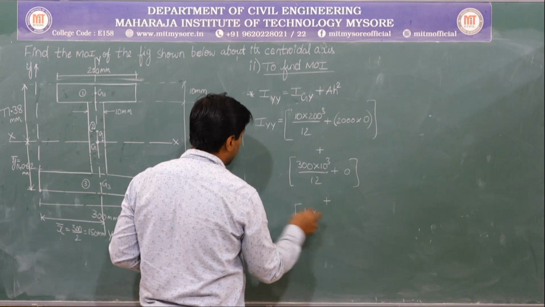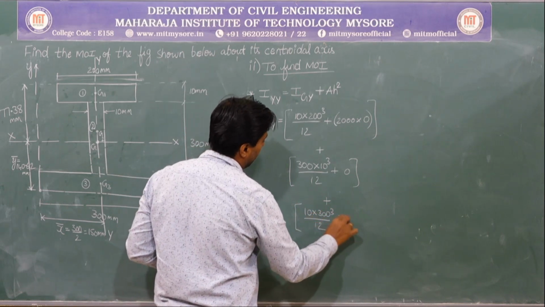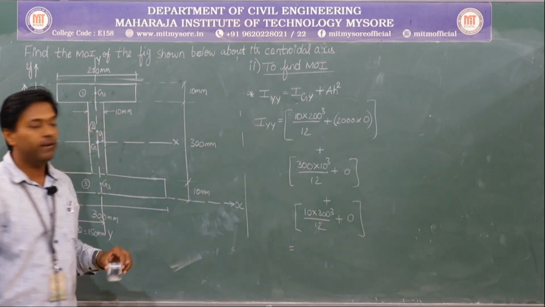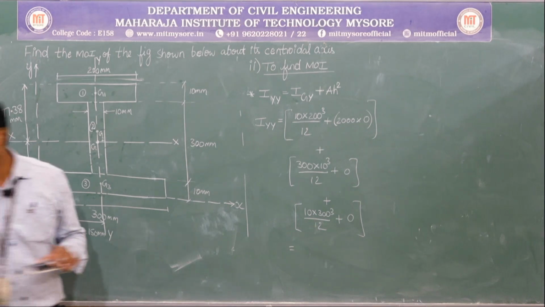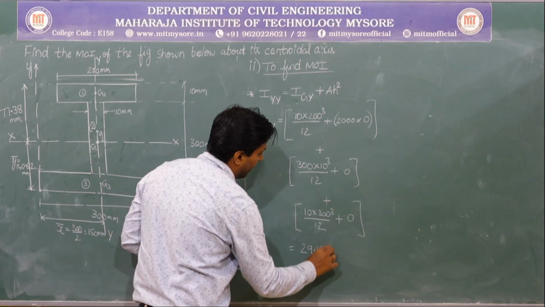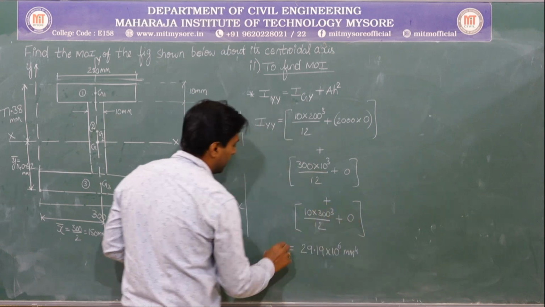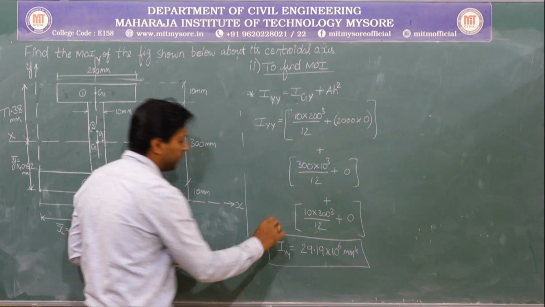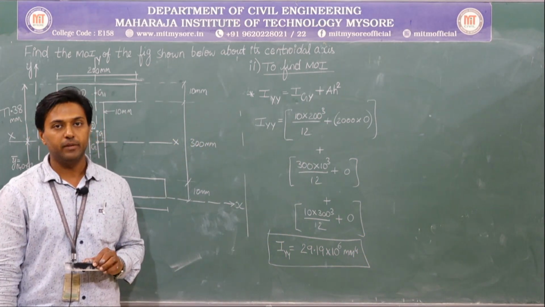b cube is 300 cube by 12 plus again what will happen to this h? 0. So after solving it, the Iyy value that I will be getting here is 29.19 into 10 power 6 mm to the power of 4. So we are done with the first problem in the moment of inertia.